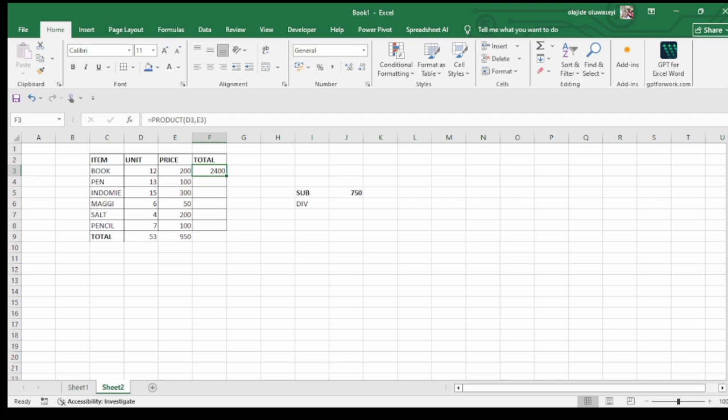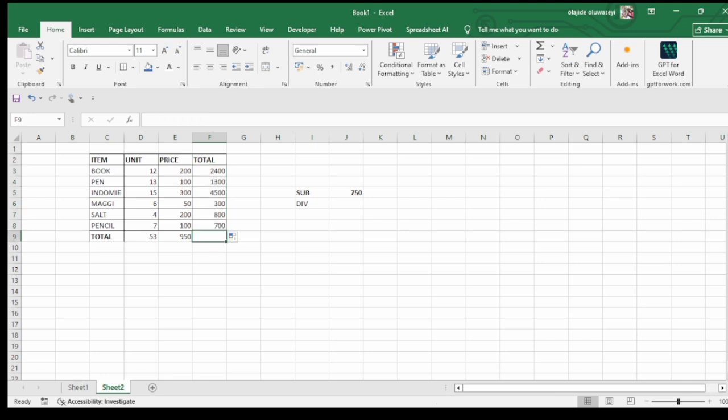Look at my cursor. Do you see my cursor? See the way the cursor is looking? If I come here, do you see the way the cursor is looking? It has changed. And once I double click here, can you see? It will automatically calculate for all the cells. Do you get me? It will automatically calculate for all the cells.